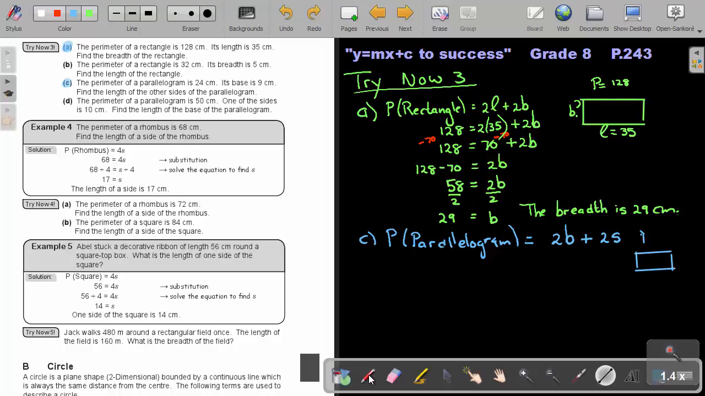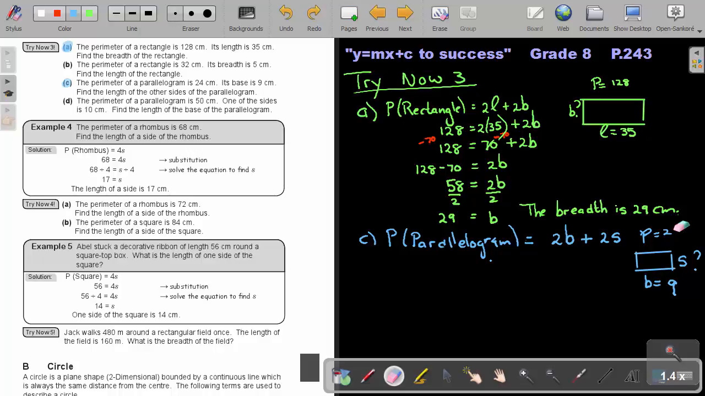And what are they also telling me? The base is 9. Let's redo that, it's not looking good. So the base is 9. Find the length of the other side. So they are looking for this side. So the perimeter, we're going to say this is the perimeter. Let's redo that one, it's not looking nice.